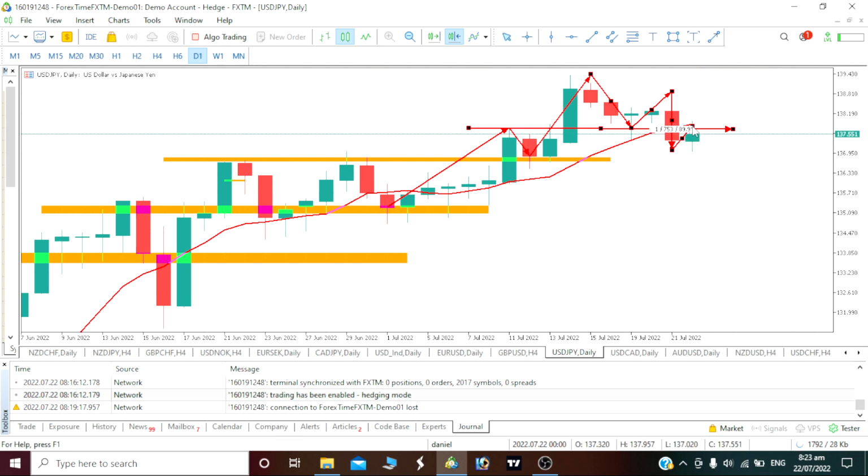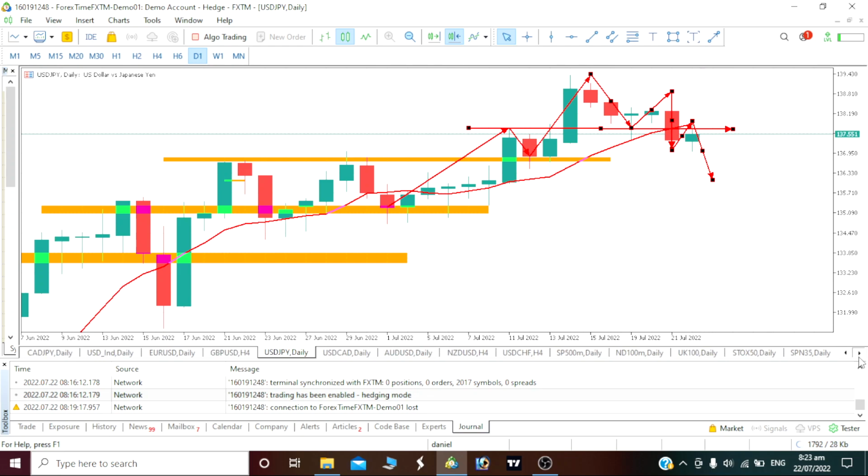What are we waiting for? We are actually waiting for a drop again. As we can see on our DXY, we've analyzed a fall on our DXY. Once we start having that fall on our DXY, believe me, we will start having that fall on our USD JPY. That is on our daily time frame.